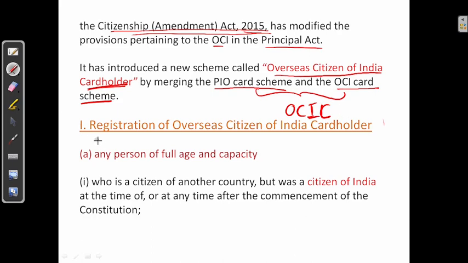Now we'll see the registration of Overseas Citizen of India card holder. Any person of full age and capacity who is a citizen of another country but was a citizen of India at the time of or at any time after the commencement of the Constitution. So the citizen of another country but was a citizen of India before or after the commencement of the Constitution can register for the Overseas Citizen of India card.